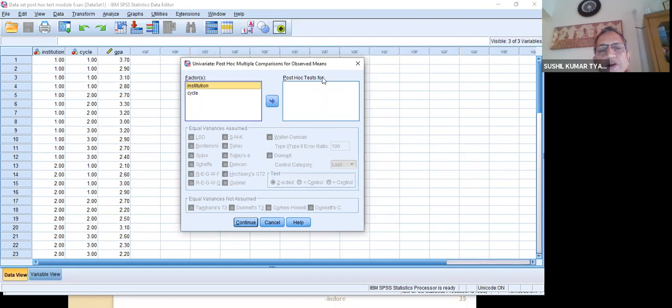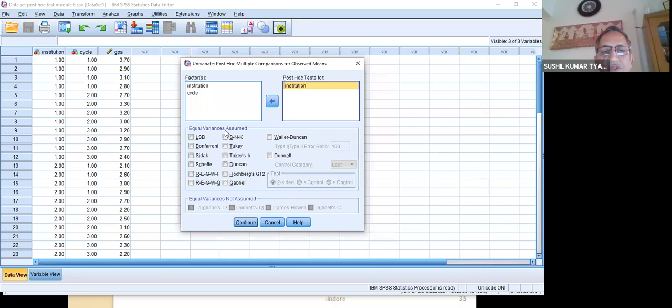Post hoc test. So these are the two factors. You want post hoc test for institution or cycle? We want post hoc test for institution because the cycle F value was not significant. So post hoc test for institution. Now again, same, you have the same.